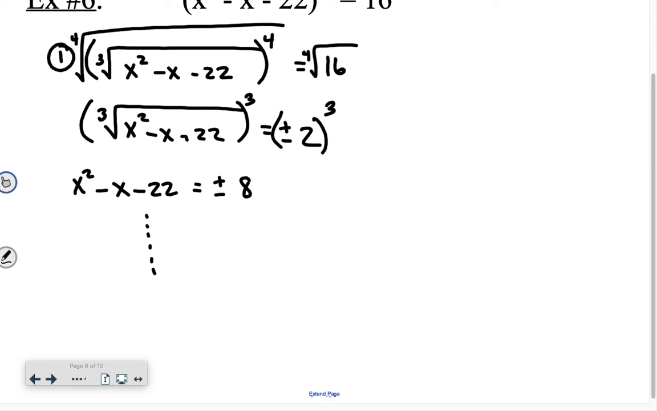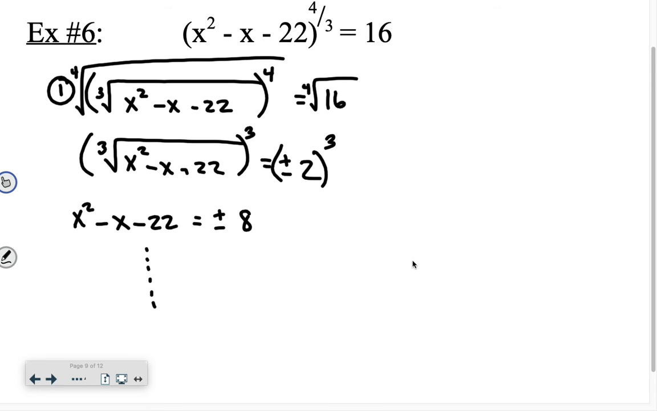Make some sense? Can we handle it from there? Hopefully. Because again, that's what we've been working on these last couple of days. So I told you that's option 1. That's where if you don't like the whole fractional exponent idea, we can change it into radical form and work our way through. Here's option number 2.